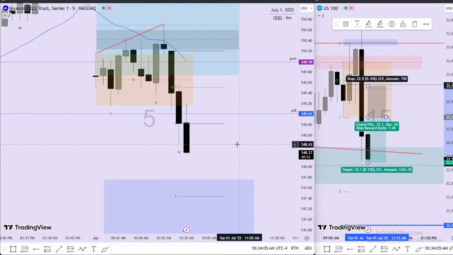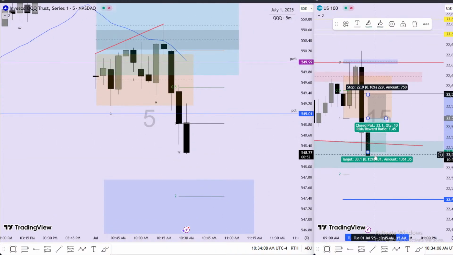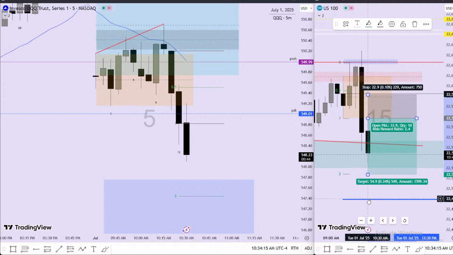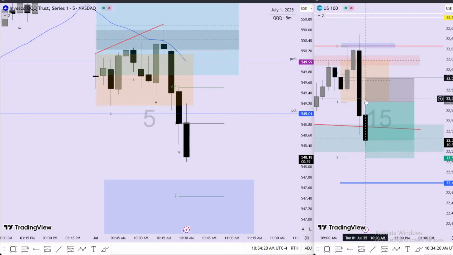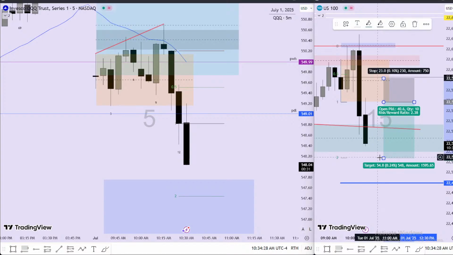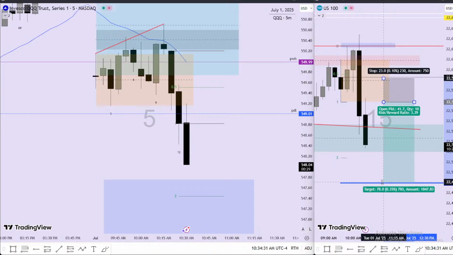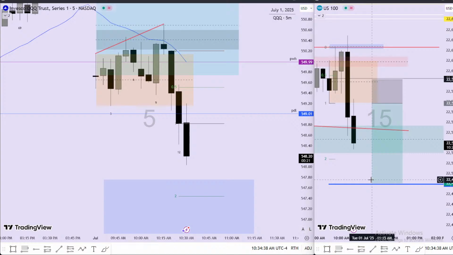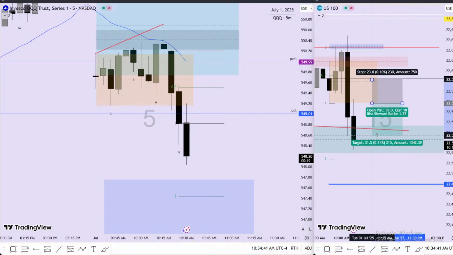If I were to hold this because I do not have a reason to get out, I would still hold it to the first two standard deviations. The next point I would be holding it to, that would be this blue box or this blue line. I have gotten out right around this point, right?